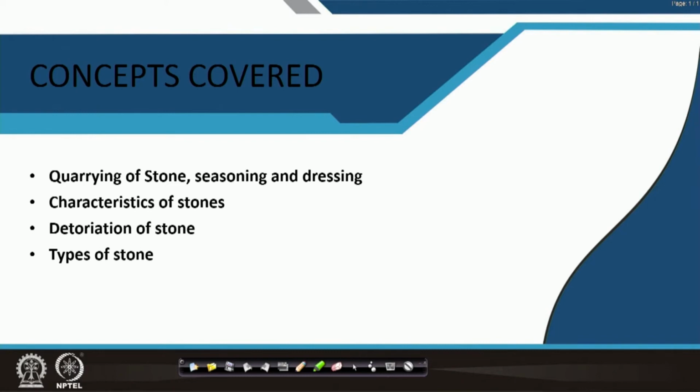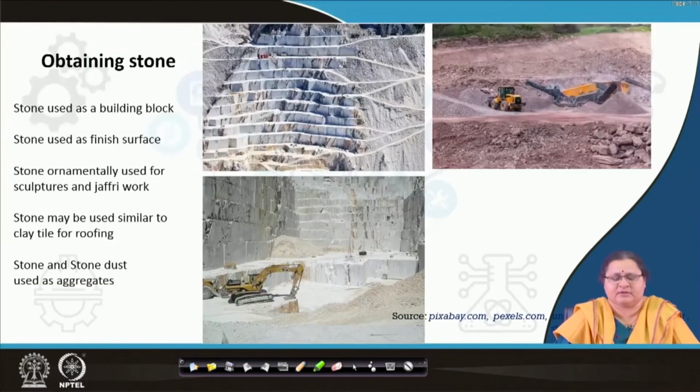Now, what is the basic difference between clay products and stone? The first part is that stone is naturally available, whereas clay products we had to make or prepare by the process of burning, and we had already gone through those. But unlike brick or tile or terracotta or any other product made from clay, we have to look into how we can get stone from the mines. So, let us see how we obtain stone.